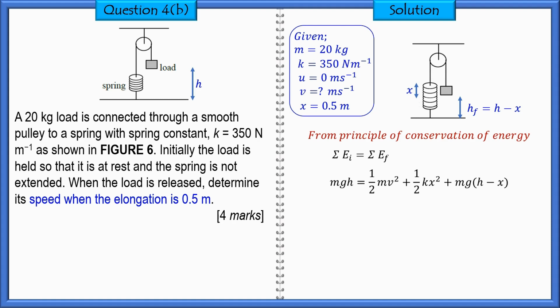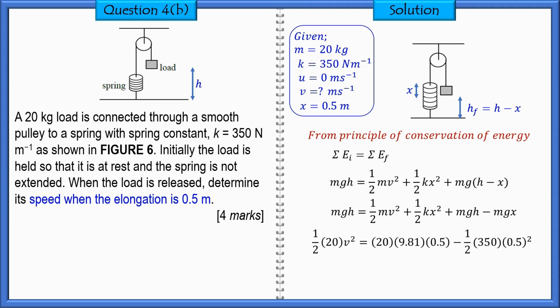For the final situation, it involves the kinetic energy because the load is moving downward, and the spring is extended or elongated, so it involves half kx squared, the elastic potential energy of the spring, and also the potential energy of the load, which is equal to mg(h minus x). Rearrange the equation and then substitute the values. When you calculate, you will get that the speed when the elongation is 0.5 is equal to 2.33 meters per second.